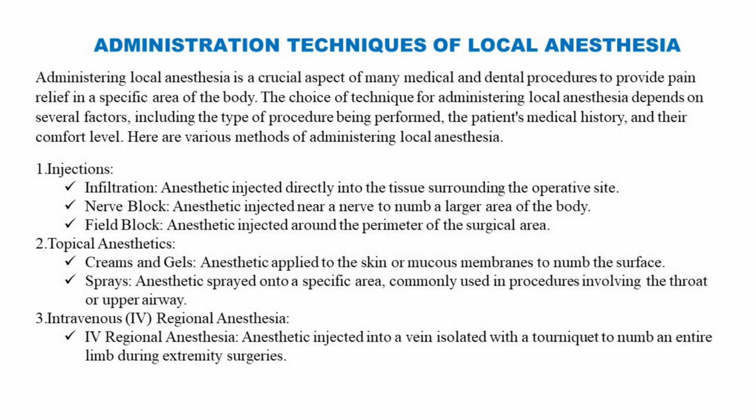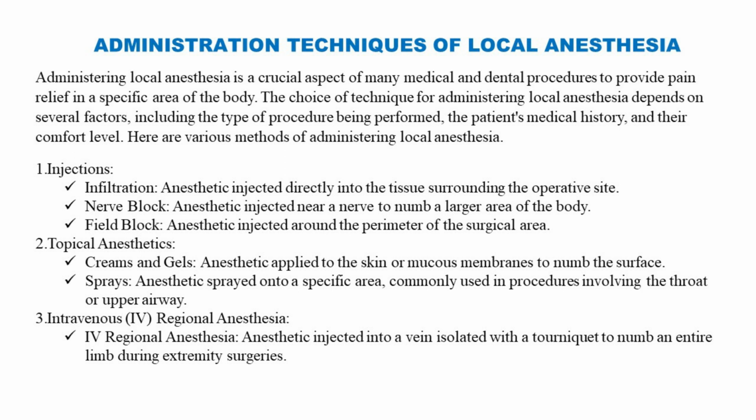1. Injections. Infiltration. This method involves injecting the local anesthetic directly into the tissue surrounding the operative site. It is commonly used for small procedures on the extremities, such as dental work or suturing lacerations. Nerve block. In a nerve block, the anesthetic is injected near a nerve that supplies sensation to a larger area of the body. This technique is preferred for procedures on larger regions like the limbs or certain dental procedures.